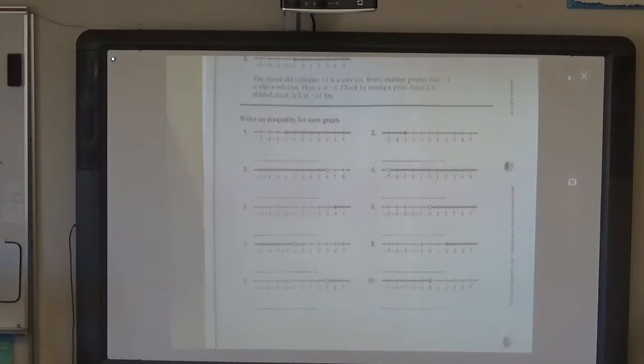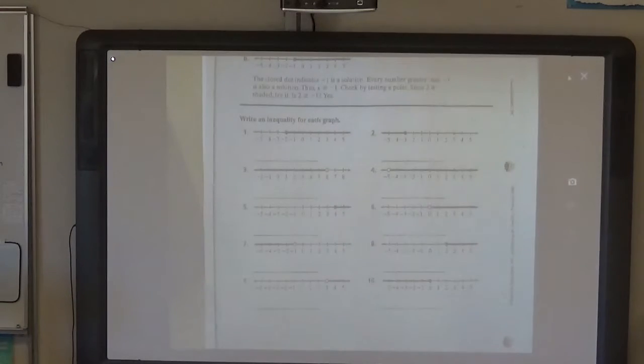I don't want you to use x for times anymore, because it can be confused with the letter x. Okay? So we can use a dot for times. You can use parentheses for times. Don't use the letter x anymore. Alright?